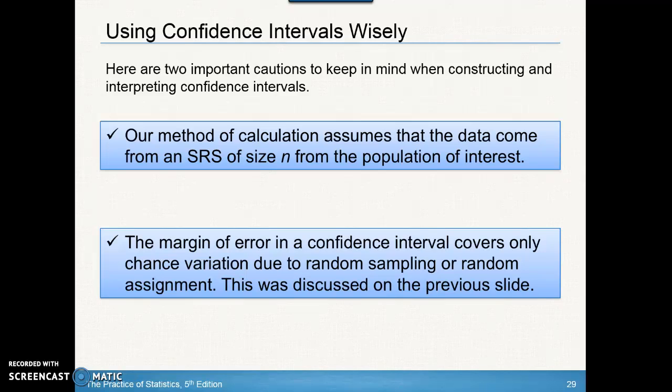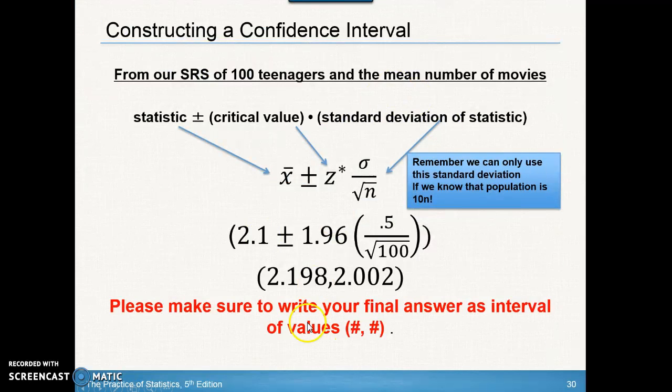The margin of error doesn't take into account if you did a convenient sample or a non-response sample or something like that. So that's why the simple random sample is really important. All right, so let's take a look at how we can construct a confidence interval from our simple random sample of 100 teenagers and discussing the mean number of movies.